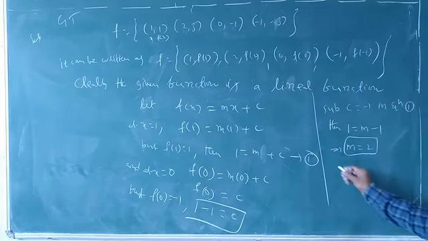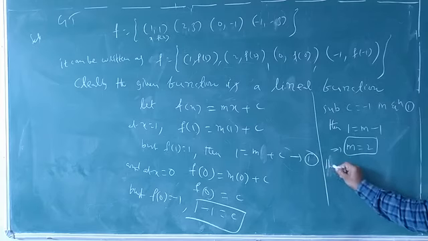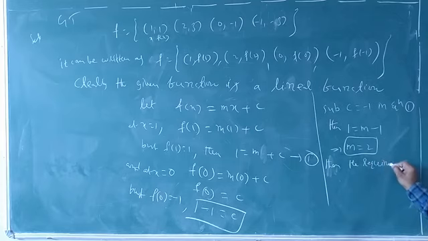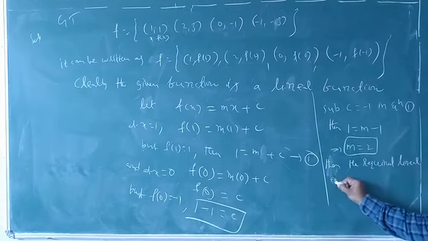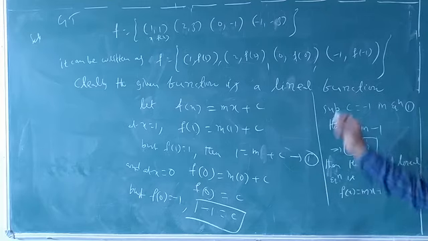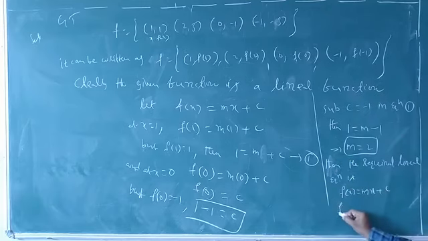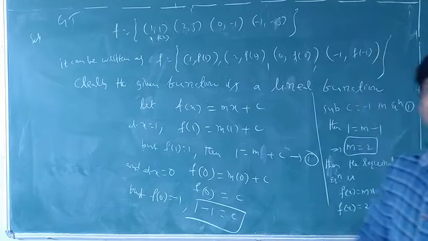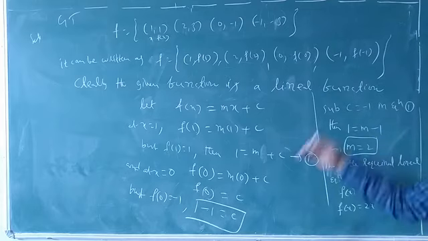Then the required linear equation is, what is the linear equation? F of x is equal to the linear function mx plus c only. This m value, c value, substitute here. So f of x is equal to m value 2x minus 1, c value minus 1, 2x minus 1. Understand? Like this manner we have to substitute.